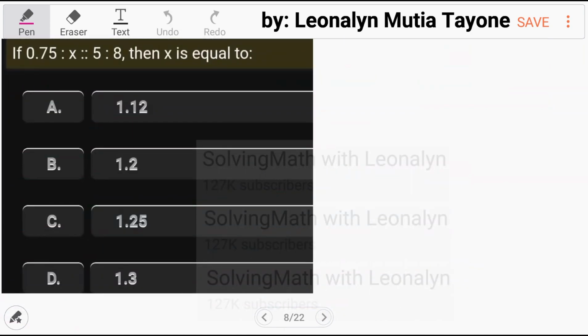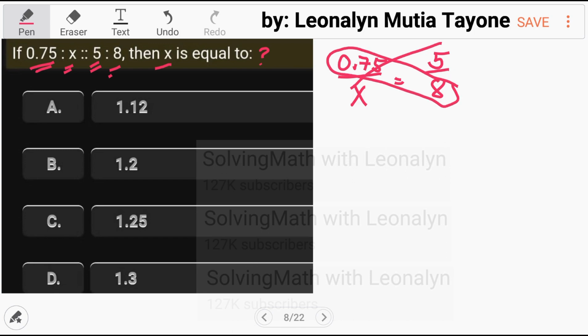Number 8. If 0.75 is to x as 5 is to 8, then x is equals to what? Remember, nasa ratio and proportion tayo. So, pwede natin siyang gawing ganito. Fraction over x is equals to 5 over 8. Again, mas maganda pa rin panuorin nyo yung basic nito na grade 7 yata yun galing yata yun sa grade 7 na module. So, nandito yung link sa description ng video ito. I-solve natin to by cross multiplication.